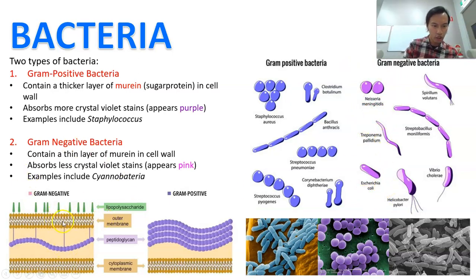Here is the diagram showing you the difference between that particular layer. So you can see there, apart from the outer membrane, your gram-positive ones have a lot thicker of this kind of sugar protein here. That's the murein, and then the gram-negative ones are a lot thinner. Okay.